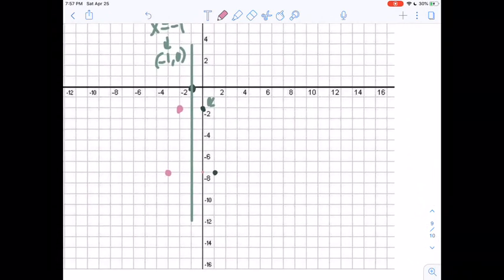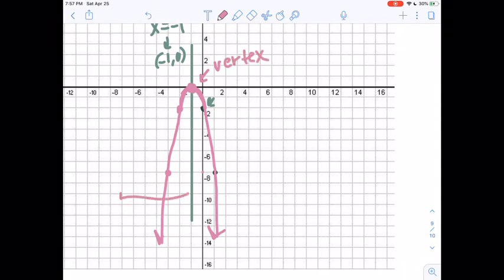Okay, now you can kind of see what my parabola is going to look like, so I'm going to connect these. And there's my parabola. Okay, again, that's my vertex. This is my axis of symmetry. You don't have to label these. So all I had to do was find these 2 points and then graph the symmetrical points to them. Much easier than plugging and chugging. Okay?